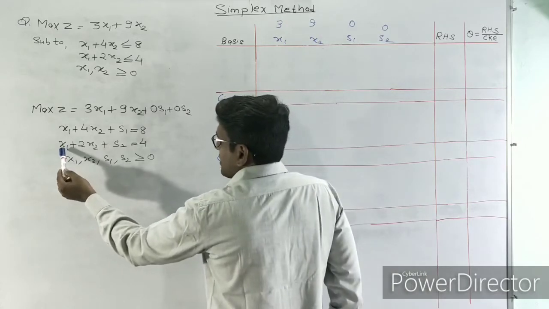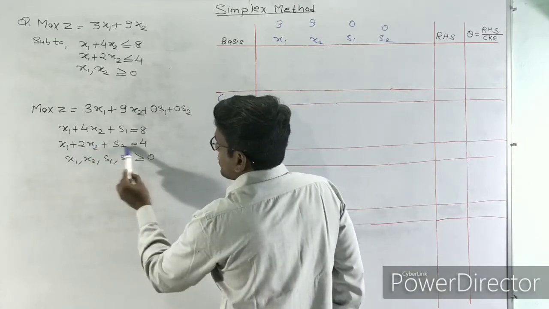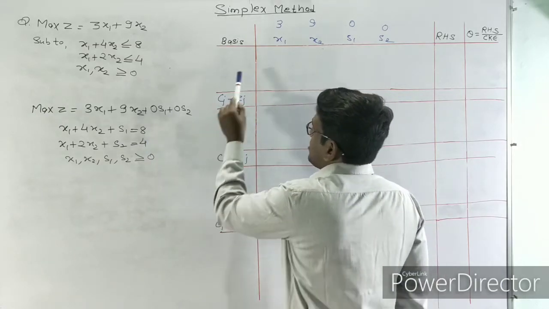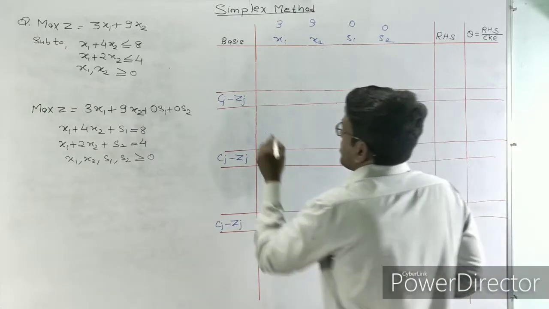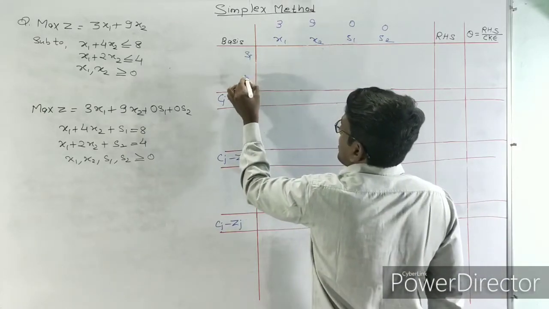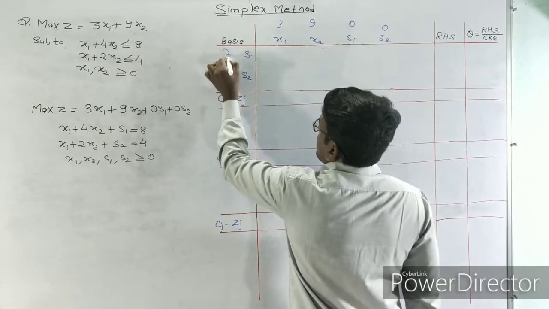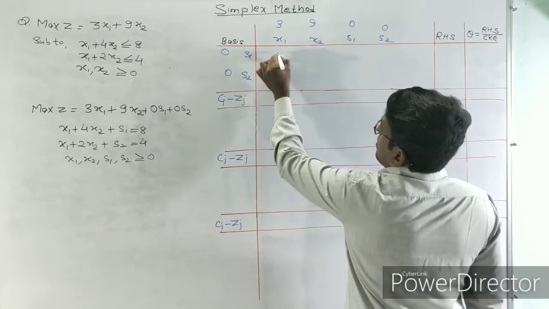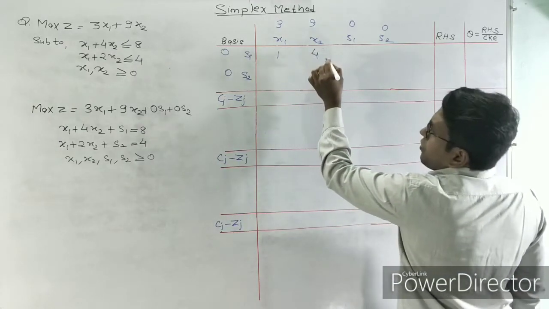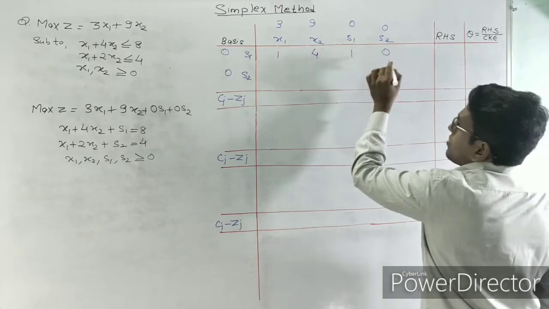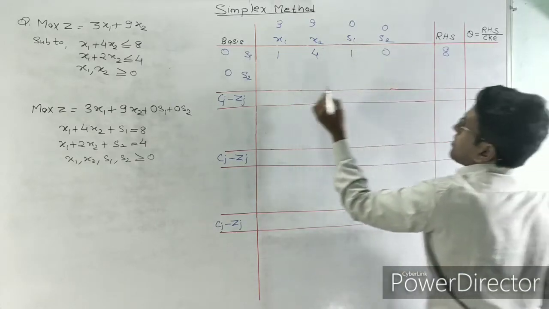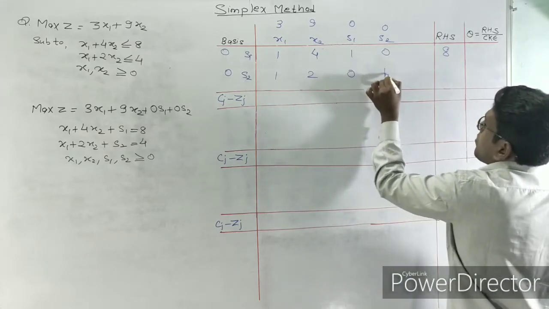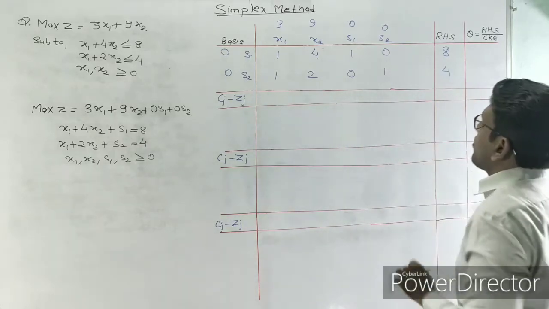Similarly, in the second constraint, if x1 and x2 are 0, s2 is coming as 4, which indicates that s2 is eligible to enter the basis column. So we have s1 and s2 with objective function as 0 and 0. Now the constraint equation 1 is 4, 1, 0 equal to 8. This will be 1, 2, 0, 1 equal to 4.